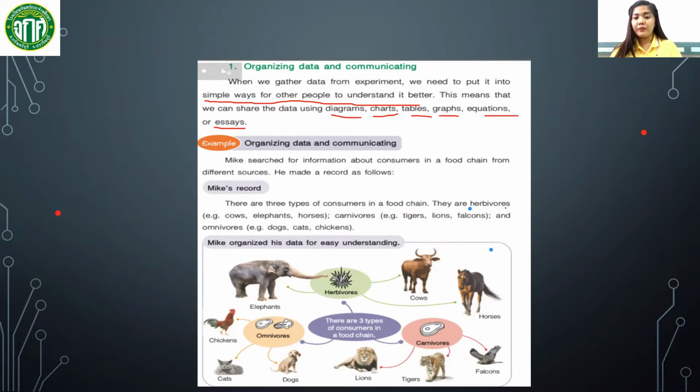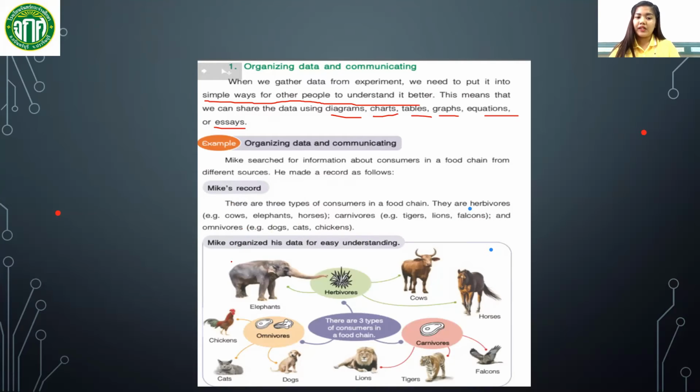There are herbivores, for example, cows, elephants, horses. And we have here carnivores, examples, tigers, lions, and falcons. And the last one is omnivores, examples, dogs, cats, and chickens. Okay, so here is Mike's record.